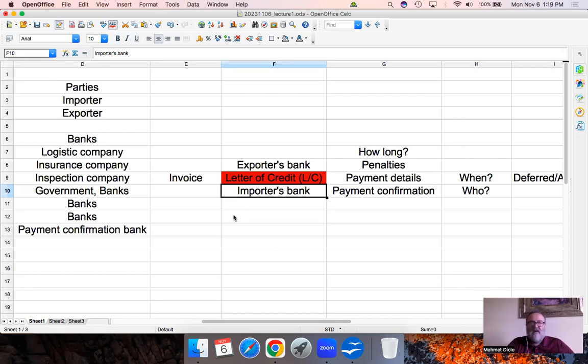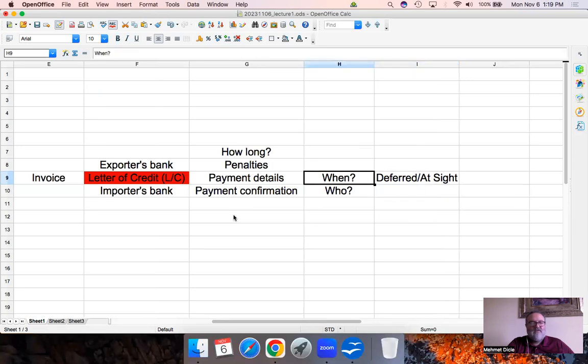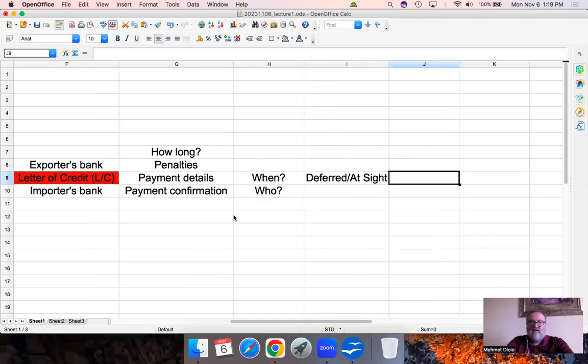So at this point, we have actually concluded our letter of credit, and let's give an example, right? Let's say that our letter of credit is deferred 30 days and confirmed by the importer's bank.